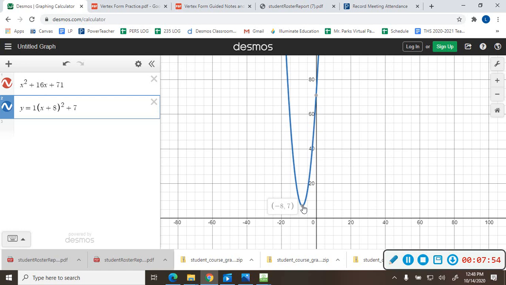So there we go. We went from standard form to what we call vertex form. It's called vertex form because you can look at this and spit out the vertex. The vertex is negative 8, 7.